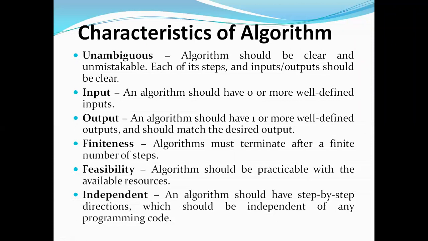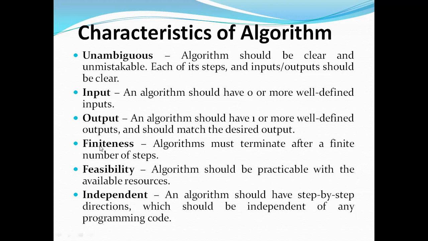Input: every algorithm can have one, more than one, or maybe no input, depending upon what type of algorithm we are solving. So an algorithm should have zero or more well-defined inputs. Output: the algorithm must have at least one output, or more than one, depending upon the problem we are solving. It must have at least one output so that we come to know whether we are giving proper output or not.